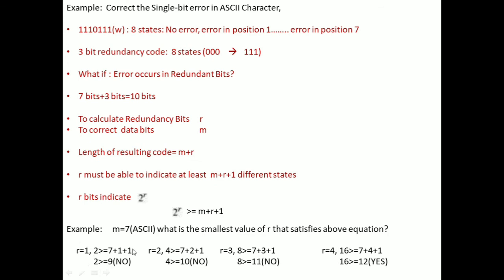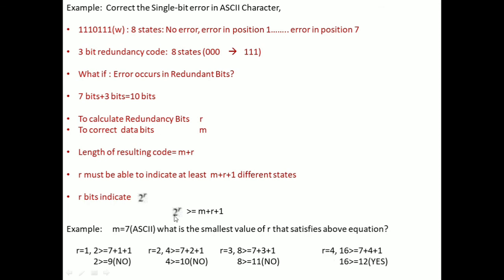Now let us check whether 2 redundant bits are sufficient. 2 power 2 is 4, greater than or equal to 7 plus 2 plus 1. So is 4 greater than or equal to 10? No. So 2 redundant bits are also not sufficient. So go for r equal to 3. 2 power 3 is 8, greater than or equal to 7 plus 3 plus 1. Is 8 greater than or equal to 11? No. Next go for r equal to 4.